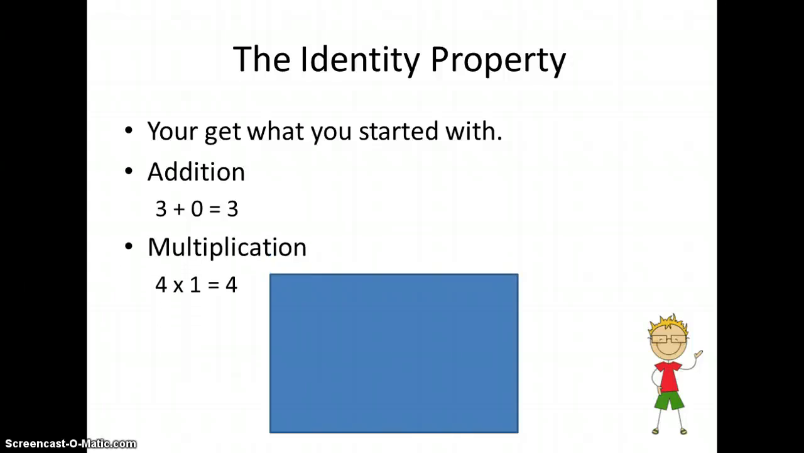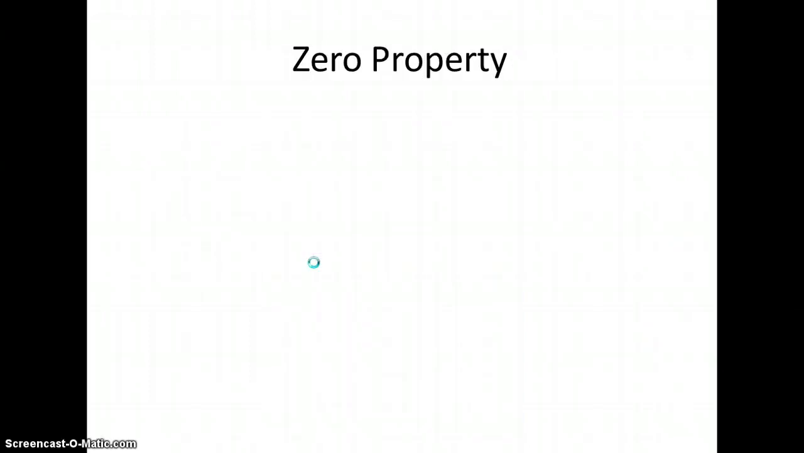The identity of multiplication is slightly different. It says that any number I multiply by 1 will give me that original number. Again, the identity property of multiplication works with integers, fractions, and decimals as well. Now, in your summary, write an example of the identity property of addition and the identity property of multiplication, and circle your examples.